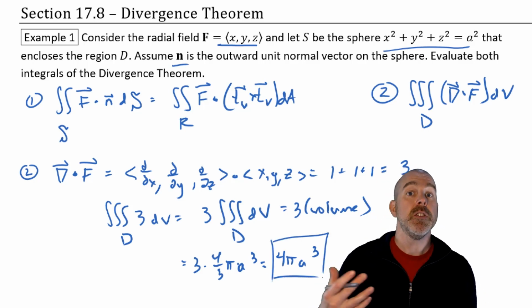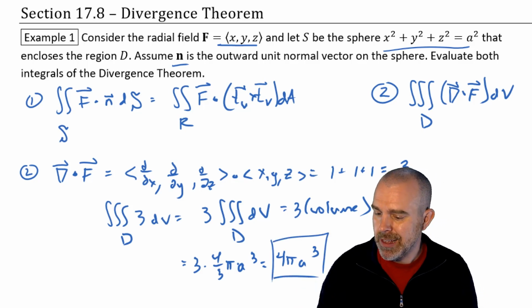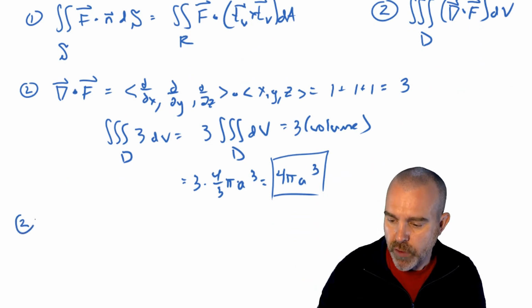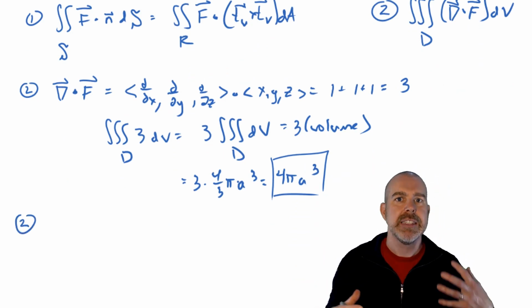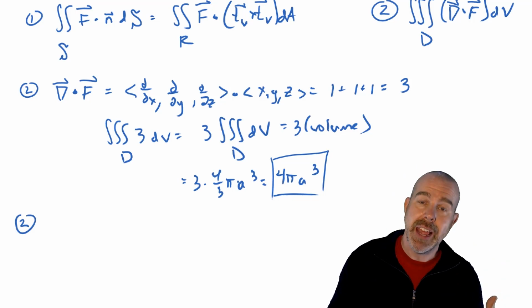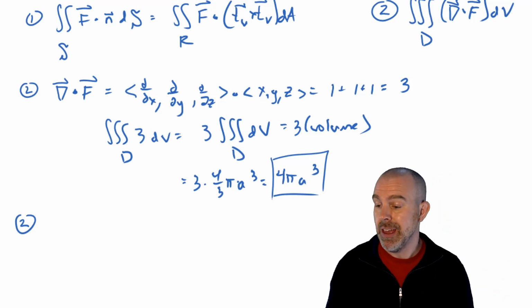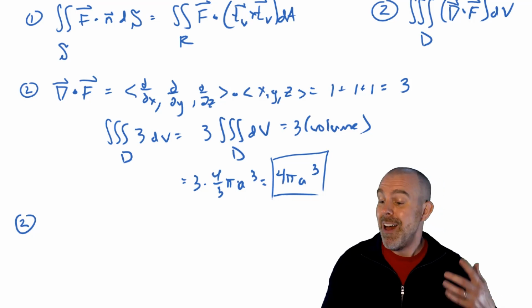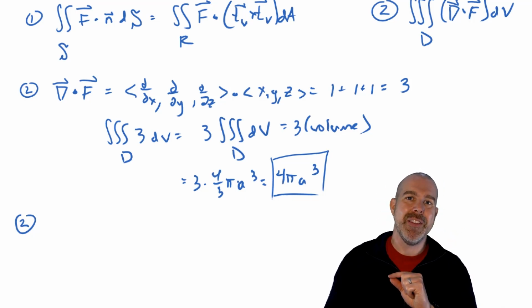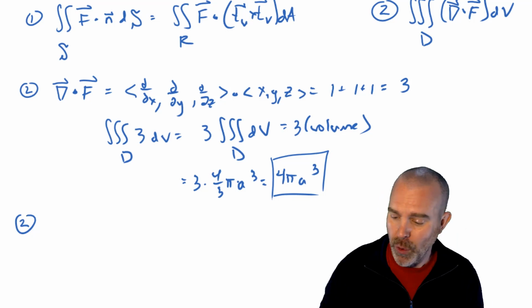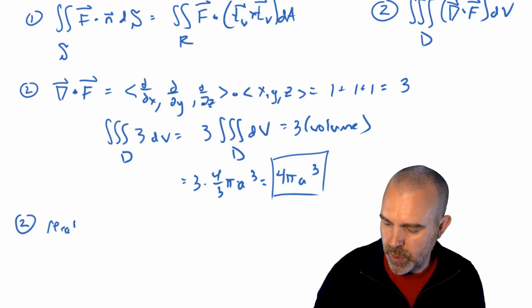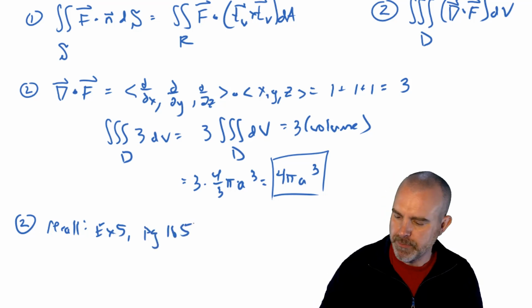All right? So first one, not too bad. The second one's going to be a little more work because it's a surface integral. We know we have to parameterize it. We have to find the tangent vectors in each direction, the u and v. We have to find a cross product. But this is our old friend, the sphere, which we have done before. So recall, I believe it's example 5. I think it's page 165, if I remember correctly.